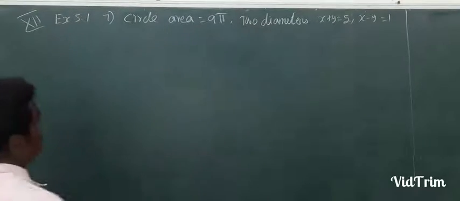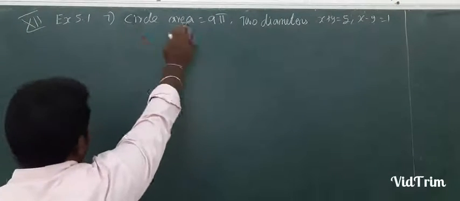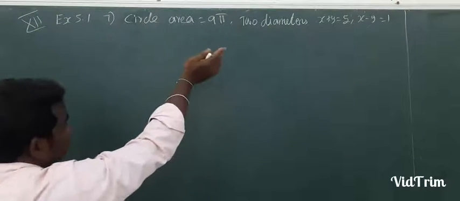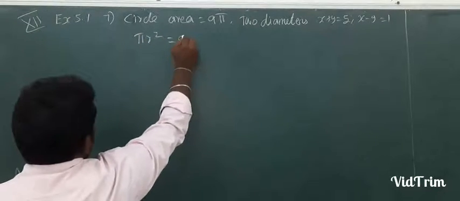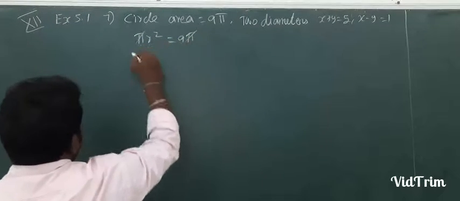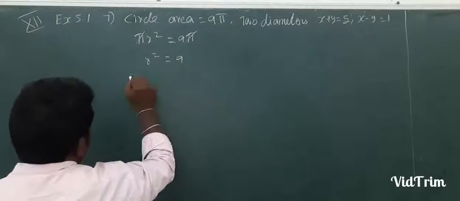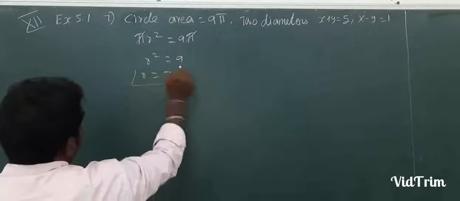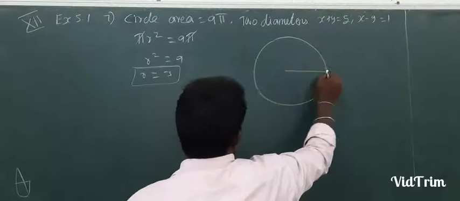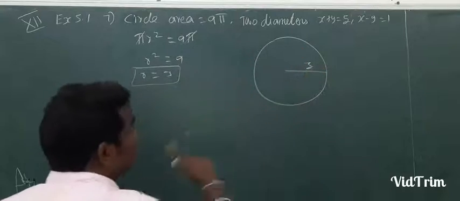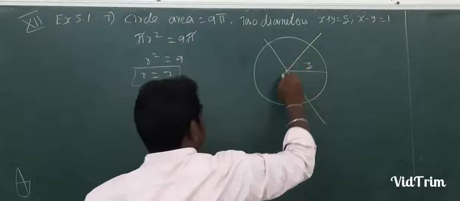First you need to find the radius, because they are giving the area of the circle. You know very well the area of the circle formula, that is πr² = 9π. Then π and π cancel, so r² = 9, therefore r = 3, that is the radius. So you draw the circle using radius 3, and they are giving two diameters. It is going like this one and this one.